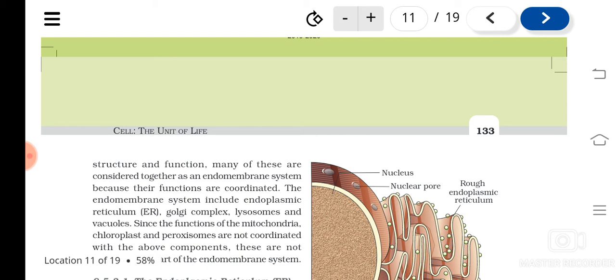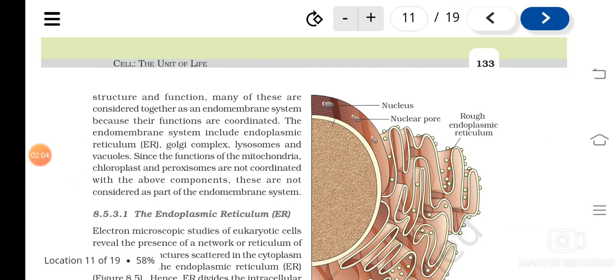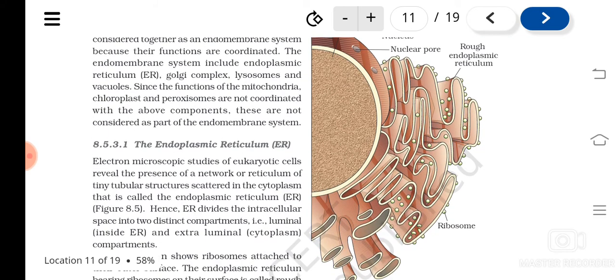The functions are coordinated, so they are together known as the endomembrane system. What are the organelles involved in the endomembrane system? For example, endoplasmic reticulum, Golgi bodies, lysosomes, and vacuoles. The functions of mitochondria, chloroplasts, and peroxisomes are not coordinated with the endomembrane system, so they are not part of it.